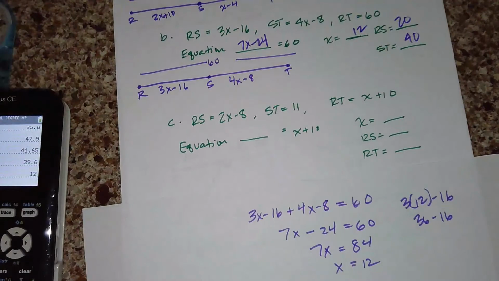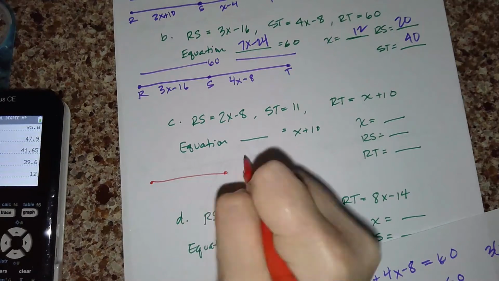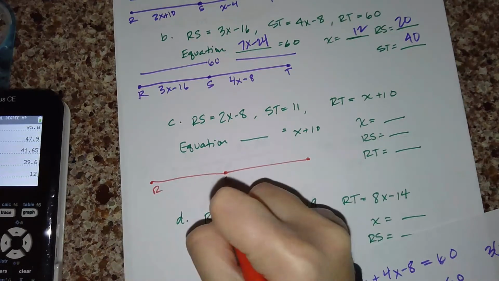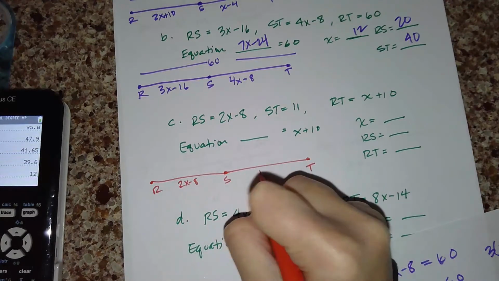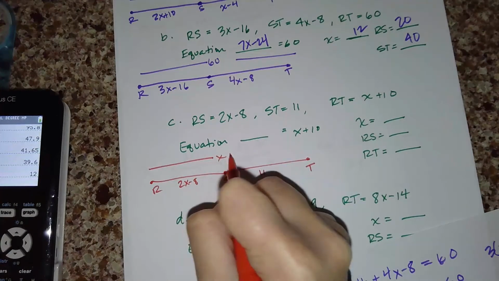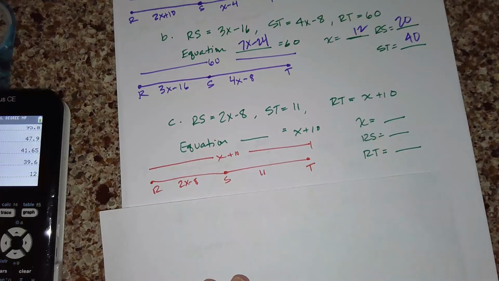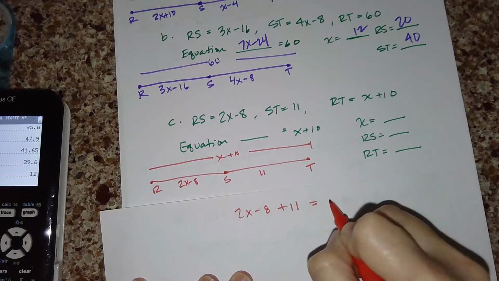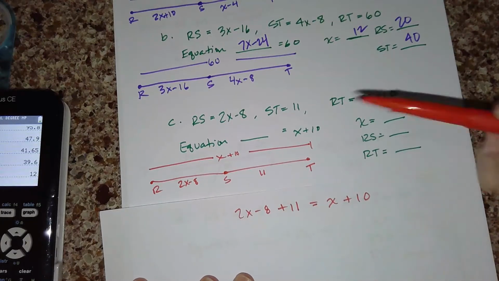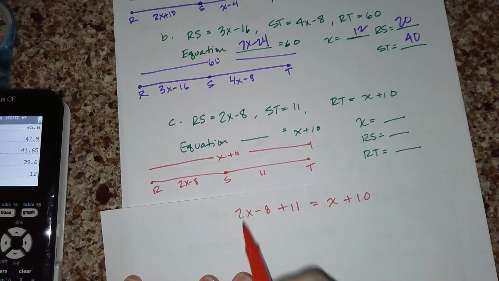Oops, I forgot. We had a few more. All right, so here's my line again, R, S, and T. This time they're saying RS is 2x minus 8, ST is 11, and RT is x plus 10. They mixed it up a little bit this time, but it's the same pattern. So we're going to say 2x minus 8 plus 11 has to equal x plus 10. Notice in your equation on Big Ideas, they want you to put something in here that equals x plus 10. So the only thing you're going to do right now is simplify this side of your equation.